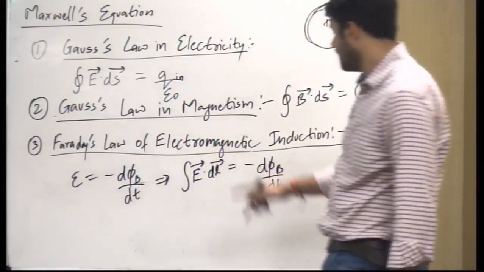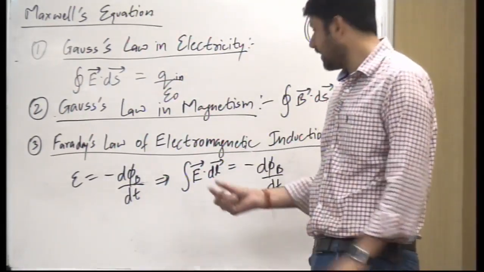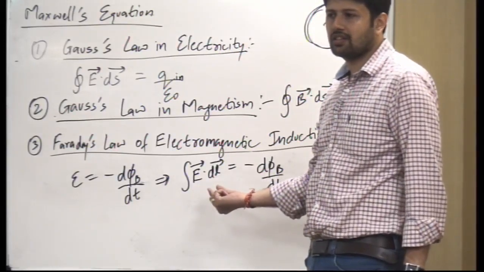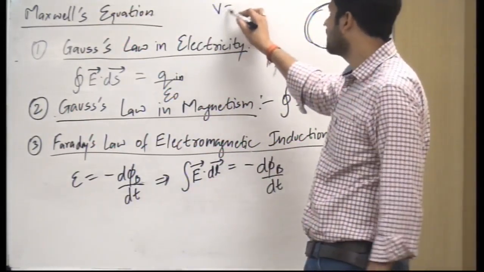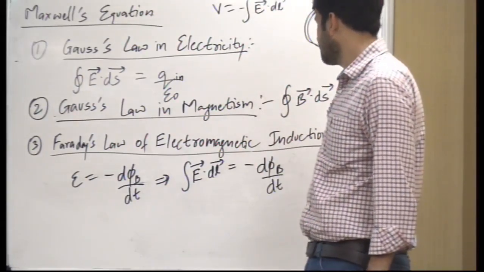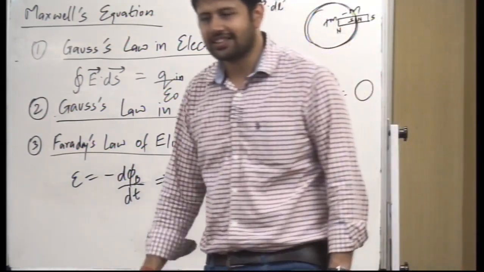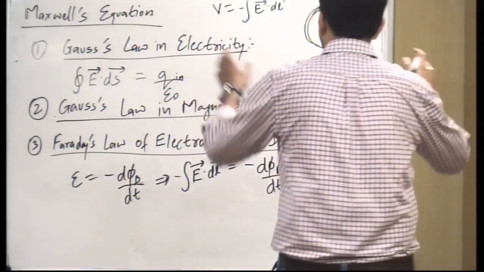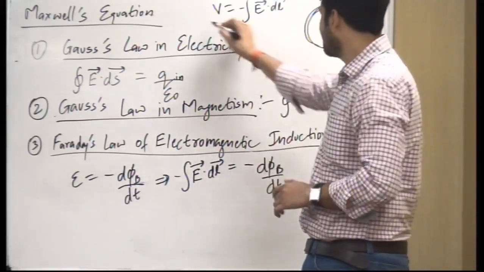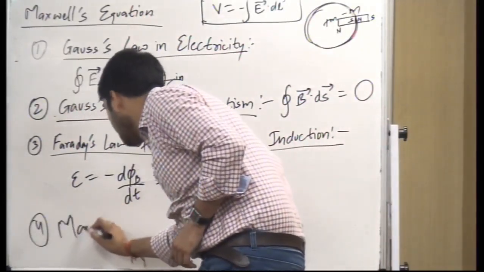E dot dl. Can I write it as E dot dl? The integral of the dot product of electric field with distance. Do you remember this? This was E dot dl with a negative sign, so actually there should be a negative sign here as well. Do you remember something like this? This was taught to you in electrostatics, right? This form.